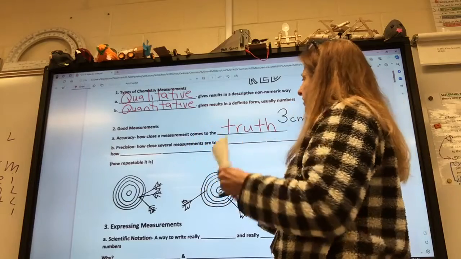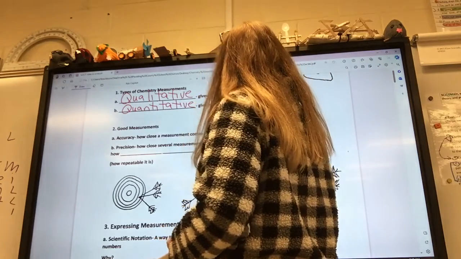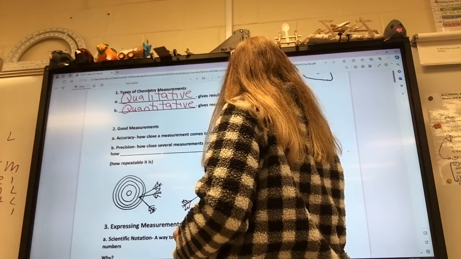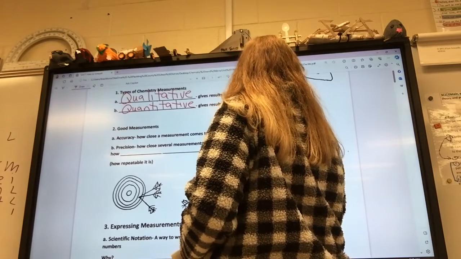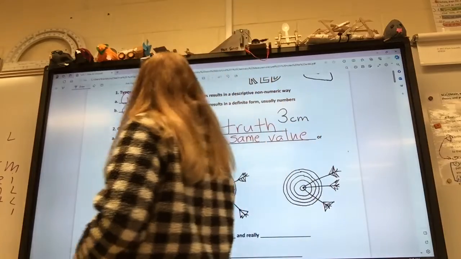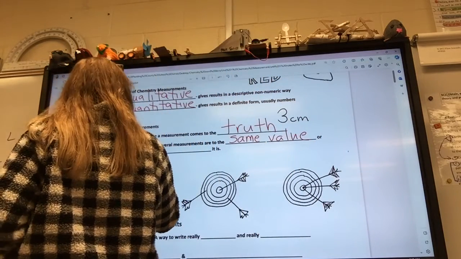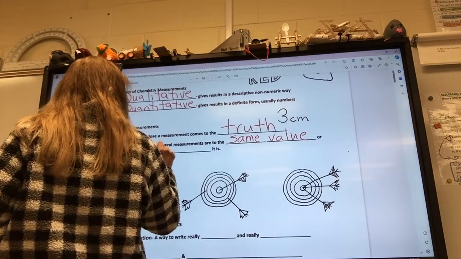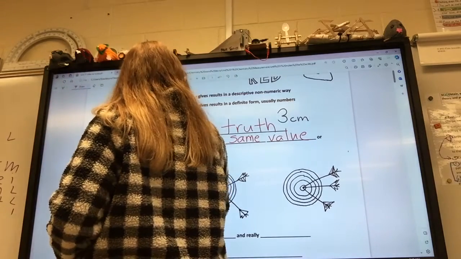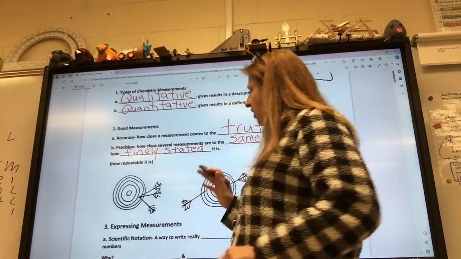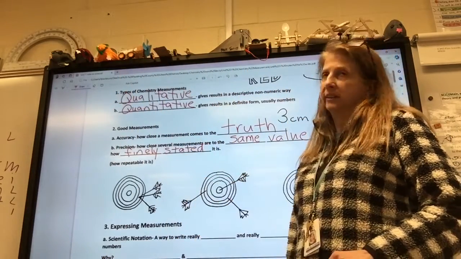Precision is how close several measurements are to the same value, or how finely stated they are. How many decimal points do you go to? You want ones that are more finely stated if possible. Of course, you don't want to make up numbers. Okay, so how repeatable it is also.